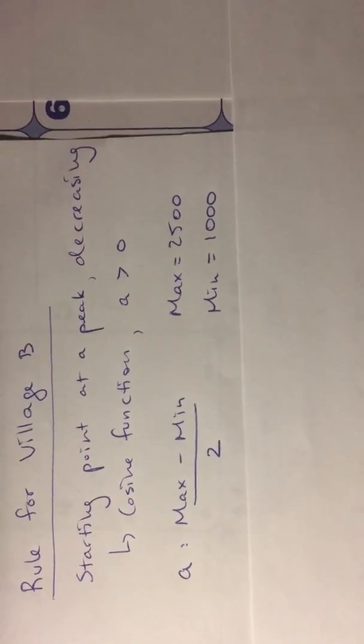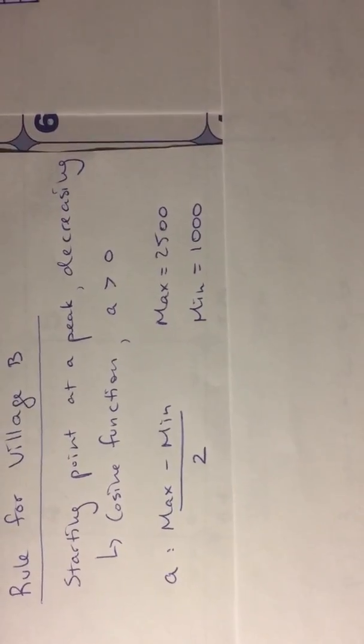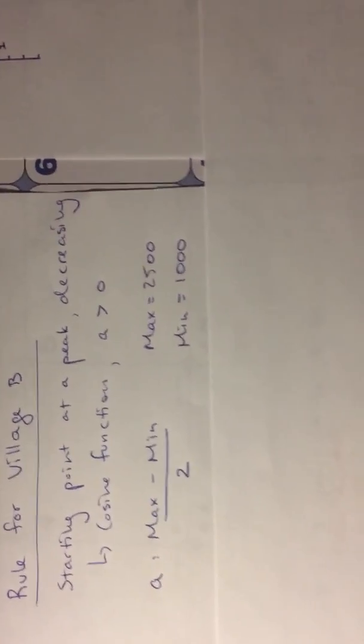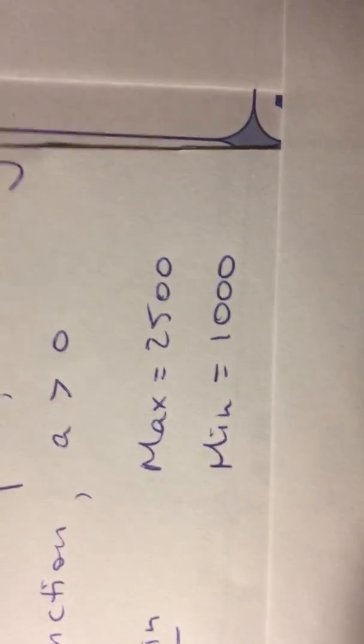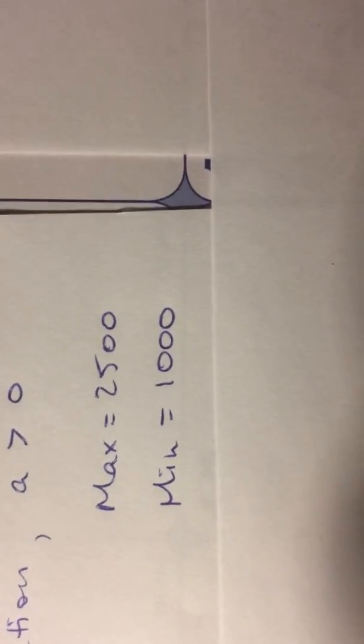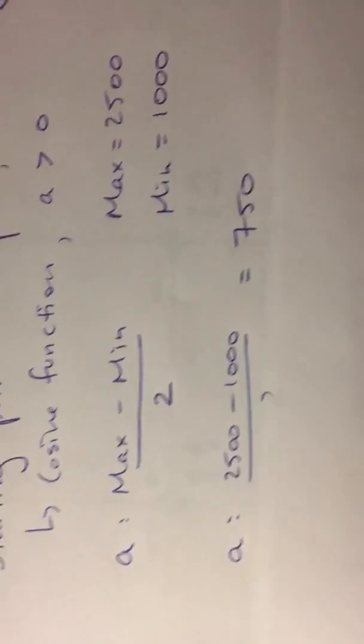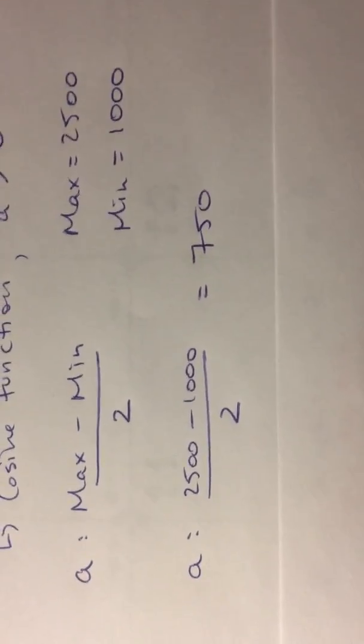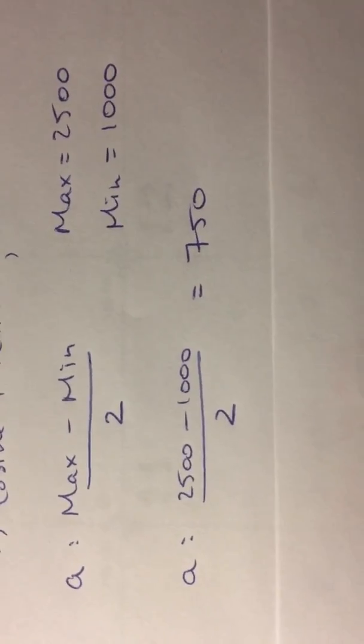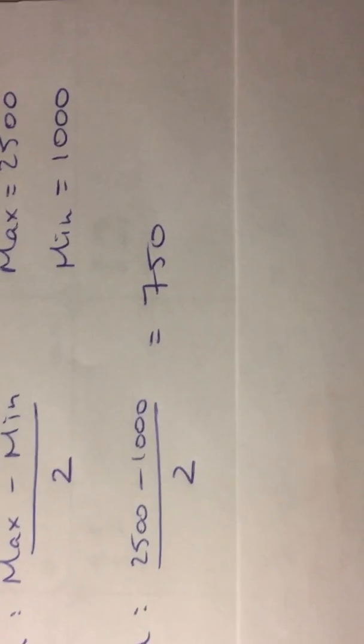I know the max and the min of the function. I'm told the max because we're assuming it starts at a peak, and the min, you're told in the problem that the minimum population reached is 1,000. So right away we can do max minus min divided by 2, and that's an easy calculation. That comes out to 750. So my amplitude of my function is 750.